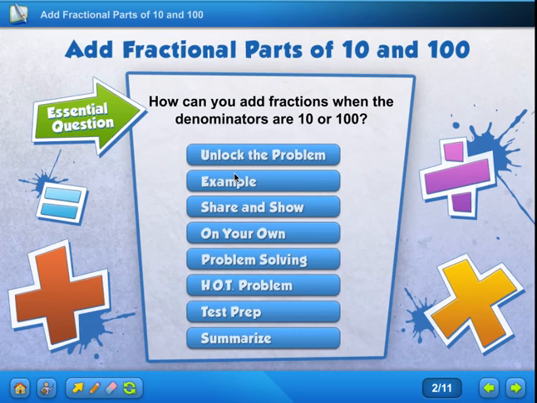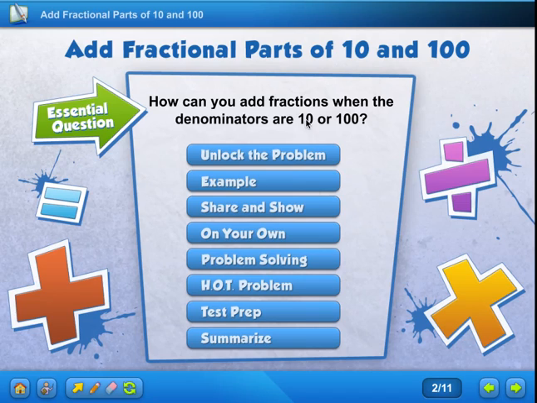Hello everyone, today we are on lesson 9.6 in your colored math book, on page 365. Today we are going to be doing addition with fractional parts of 10 and 100. So the question asks, how can you add fractions when the denominators are 10 or 100?